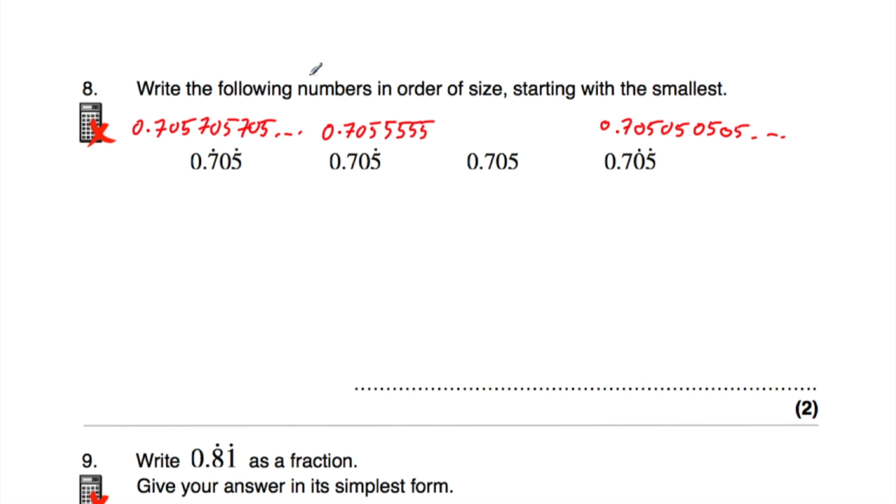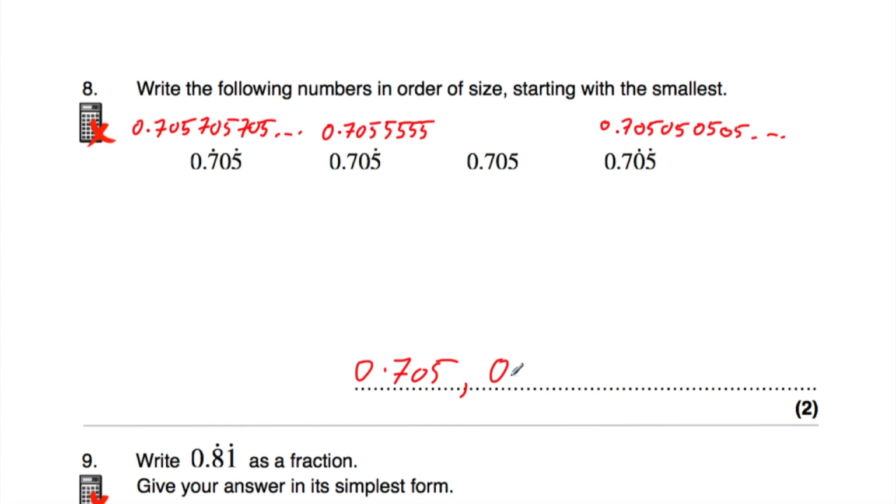Okay, so let's have a look at the fourth decimal place. So we have got a 7, a 5, a 0, and a 0. So it's between these two in terms of our smallest number. So let's have a look at the fifth decimal place. This one doesn't have any, but this one has a 5, so this is our smallest number. 0.705 is our smallest number.